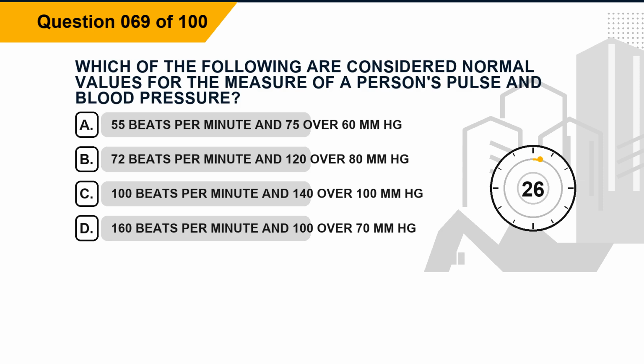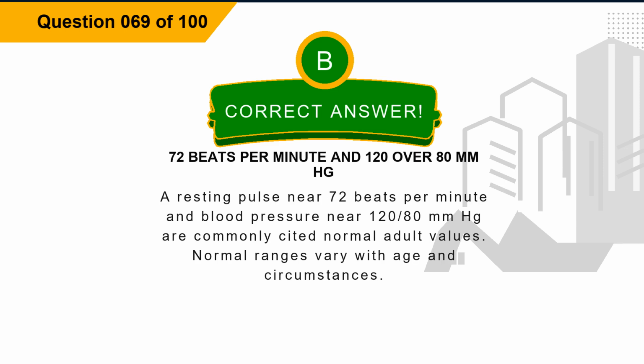Question 69. Which of the following are considered normal values for the measure of a person's pulse and blood pressure? Option A, 55 beats per minute and 75/60 mm Hg. Option B, 72 beats per minute and 120/80 mm Hg. Option C, 100 beats per minute and 140/100 mm Hg. Option D, 160 beats per minute and 100/70 mm Hg. The correct answer is option B, 72 beats per minute and 120/80 mm Hg.